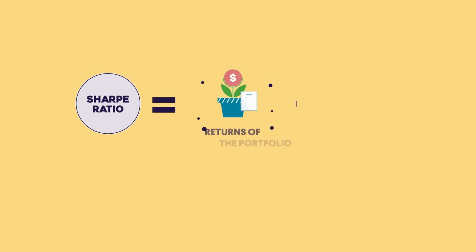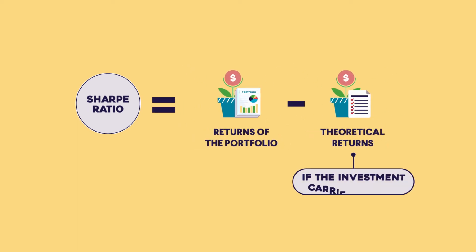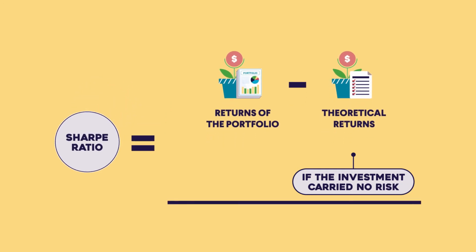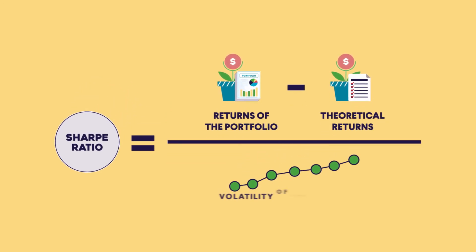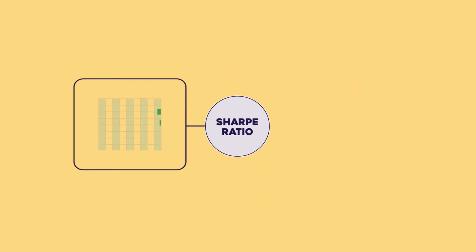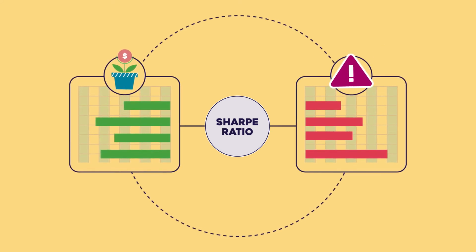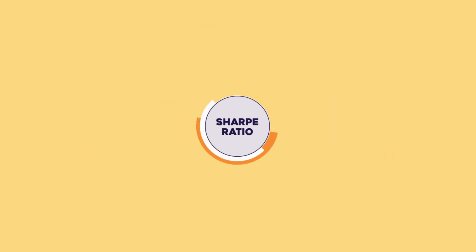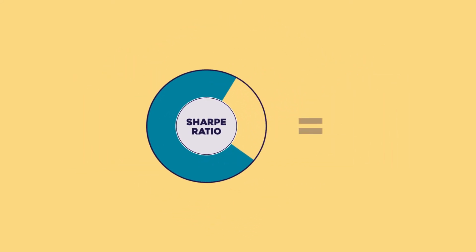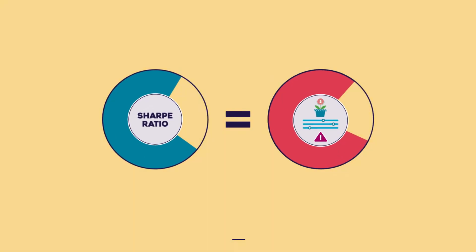This is calculated by subtracting the theoretical returns if the investment carried no risk from the returns of the portfolio, and dividing this by the volatility of the portfolio's excess returns. In other words, the Sharpe ratio indicates how much return you are getting in regards to the amount of risk you are taking. Generally, the greater the Sharpe ratio value, the better the risk-adjusted returns tend to be.